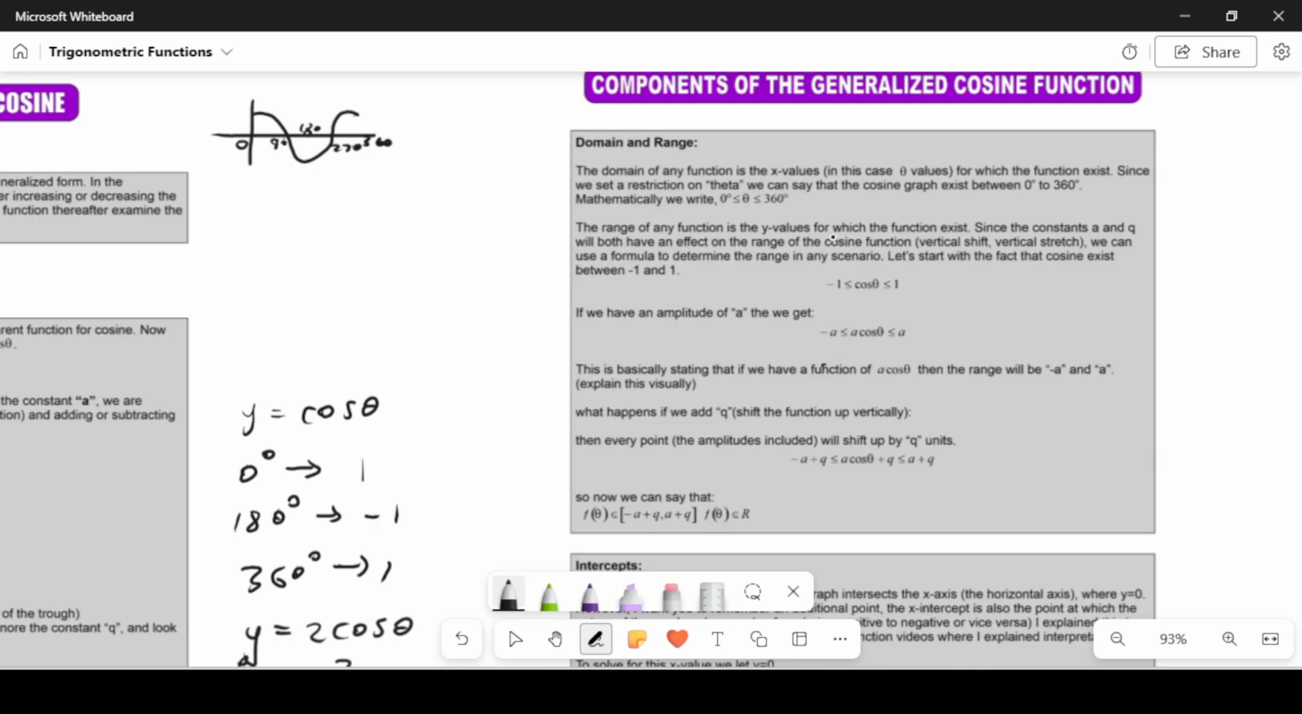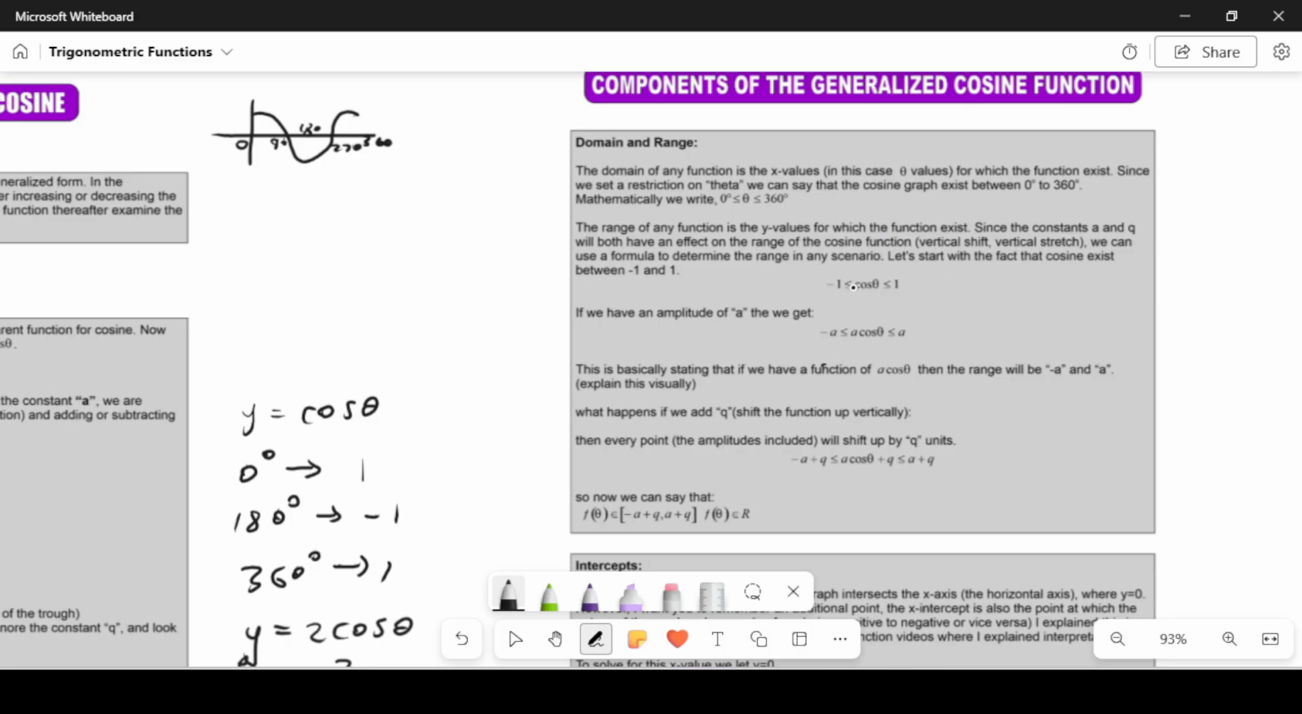The range of the function is the y values for which the function exists. Since the constants a and q will both affect the range of the cosine function, meaning it will affect the maximum and the minimum value for which the function exists, we have to find a generalized formula that we can use when we are given vertical shifts and vertical stretches. So if the function is shifted up, it'll affect the range. Or if the function is stretched out or compressed, it'll affect the range. Okay? So how do we do it?